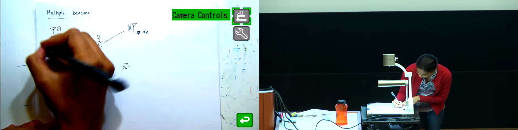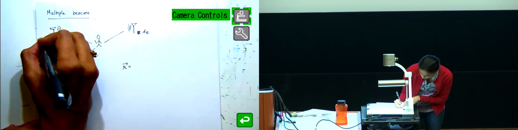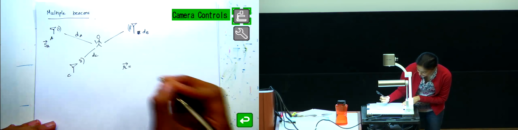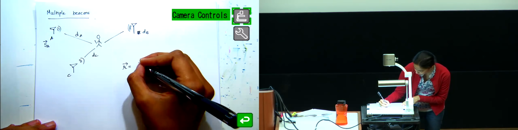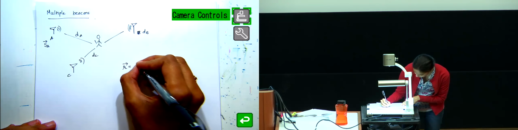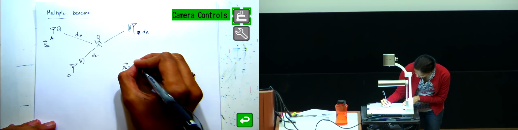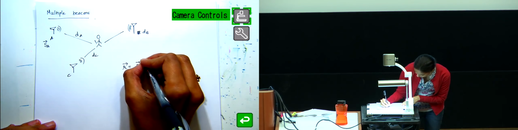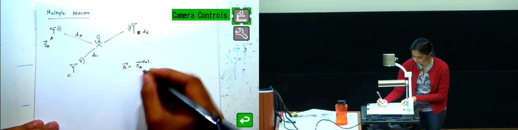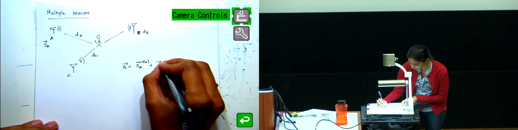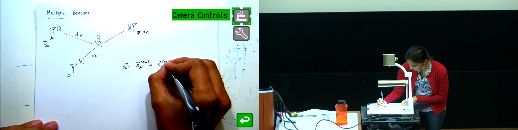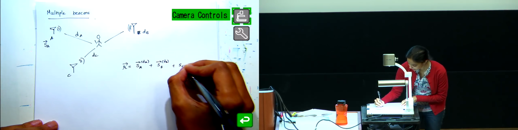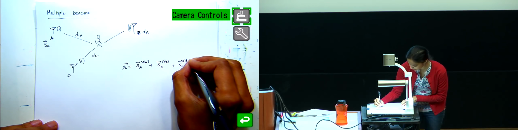So let's say I have a signal SA coming from this beacon, and let's say it arrives at a shift of dA, so there's a delay A. And then I have a signal SB, which arrives at some delay B, and SC that arrives at some delay C.